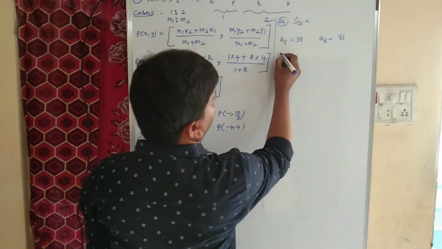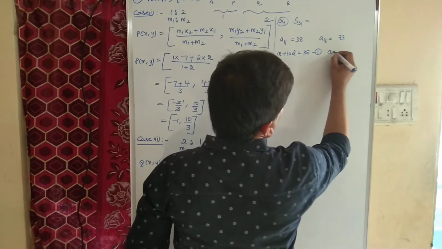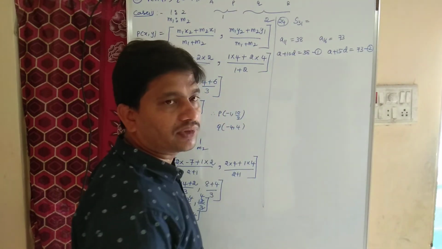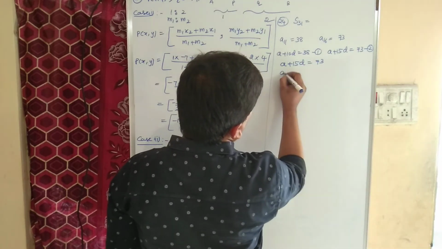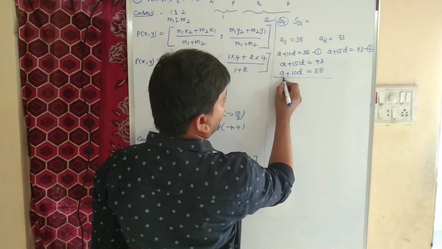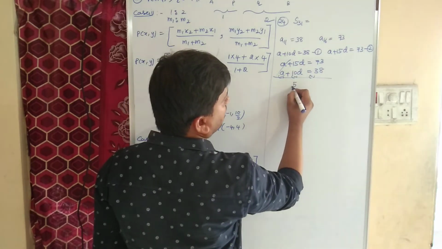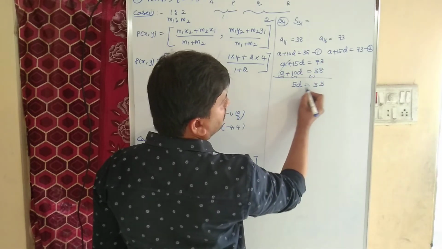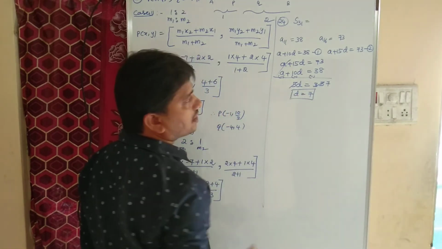11th term means what, children? a plus 10d, that is equal to 38, equation number 1. 16th term means a plus 15d, which is equal to 73. This is equation number 2. Solve equation number 1 and equation number 2, children. a plus 15d equal to 73. a plus 10d equal to 38. Subtracting, a gets cancelled. 15d minus 10d, that is 5d. 73 minus 38 is 35. So 5d equal to 35, d equal to 7. So what is the value of d, children? The value of d is 7.